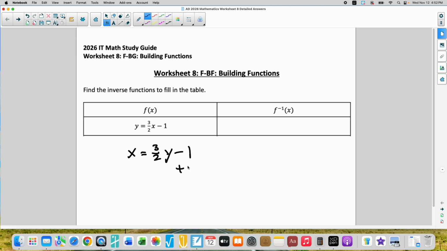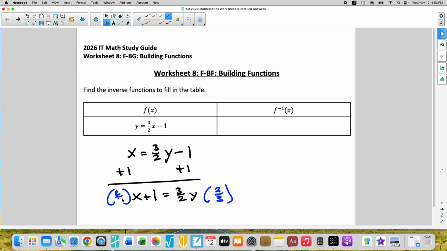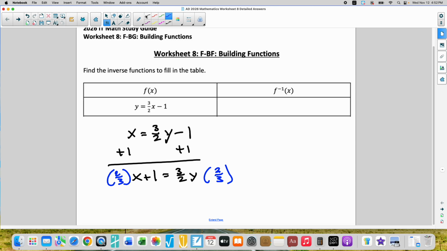So we will add 1 to both sides. We get x plus 1 equals 3 halves y, and then we'll multiply by the reciprocal, 2/3, and you can distribute that. And you get 2/3 x plus 2/3 equals y. So f to the negative 1 of x gives us y equals 2/3 x plus 2/3.